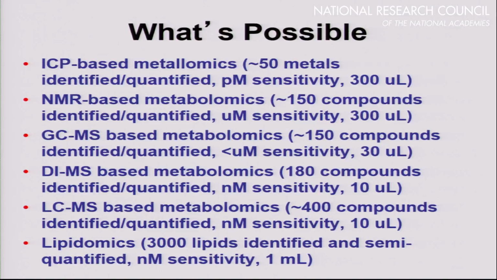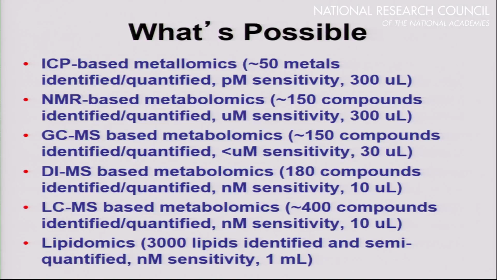So in terms of what is possible with metabolomics, this is sort of an illustration of the tools that we use in my lab, but it obviously would differ with different equipment in different labs. So with ICP-MS, looking at metals, we routinely measure about 50 metals using small volumes, about 300 microliters. We can get down to picomole sensitivity. With NMR-based metabolomics, we typically measure about 150 compounds. We can work with about 300 microliters.